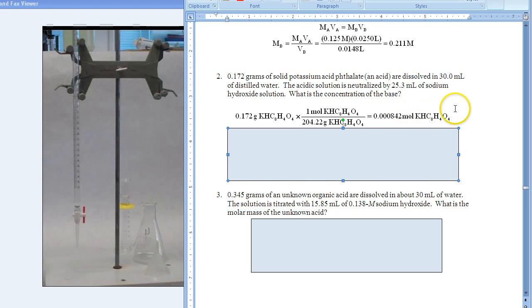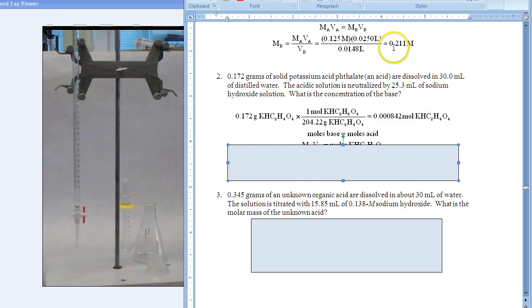And that number does not change with the volume to which we diluted them. So our first part of the solution is to convert grams to moles with the traditional stoichiometry conversion, dividing 1 mole by 204.22. That's the molar mass of potassium hydrogen phthalate. Now these moles of acid are equal to the moles of our sodium hydroxide base. The base was delivered by the titration, and we do know the volume of the base, so we can solve for the molarity of the base.